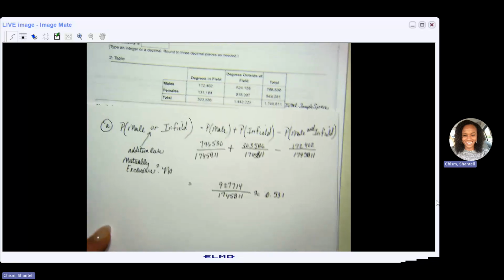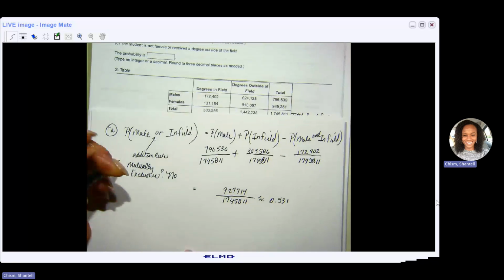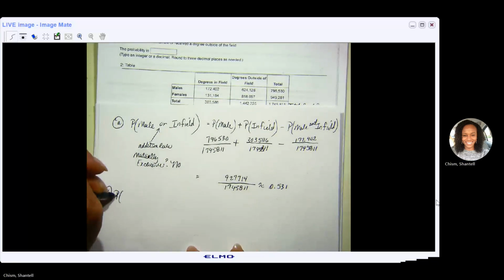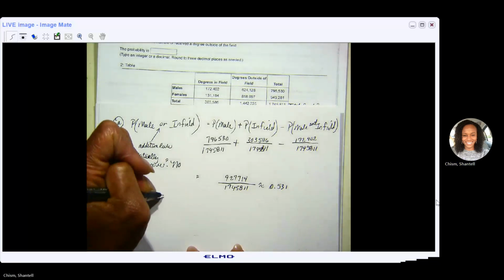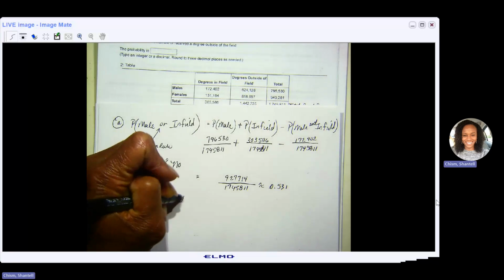Okay. Part B, it says find the probability that the student is female or received a degree outside of the field. So part B, I may have to zoom out a little bit here. We're looking for female or outfield, degree outfield. So I'm just going to put outfield.